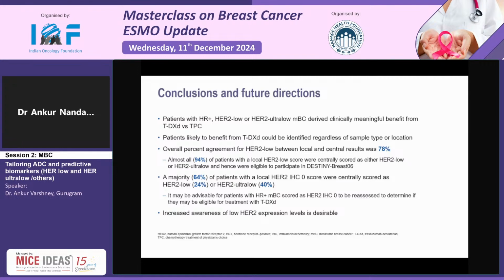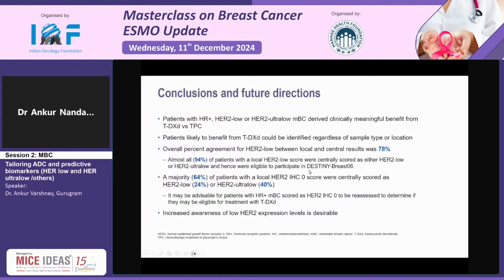So the study concluded that patients who are HR positive, HER2-low or HER2 ultra-low definitely derive a clinically meaningful benefit from the use of trastuzumab deruxtecan, and this benefit was identified regardless of the sample type or the location type. However, the percentage agreement for HER2-low between the local and central lab was only 78% of the samples, and almost 94% of the patients with a local HER2-low score were centrally scored as either HER2-low or ultra-low.